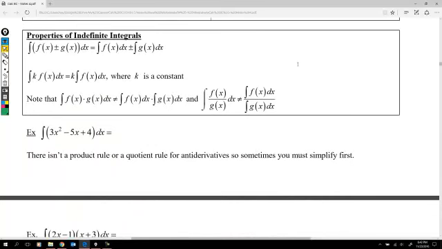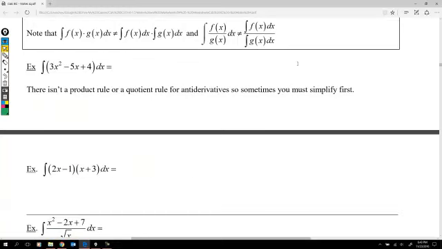All right, so I got some properties. We already talked about these with our definite integrals, and the same ones apply. So plus or minus, and then drawing a constant out. So let's practice now.